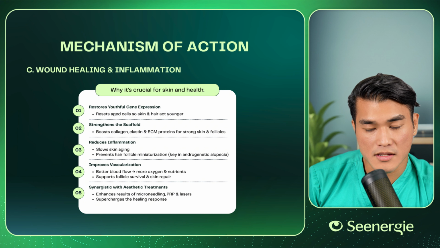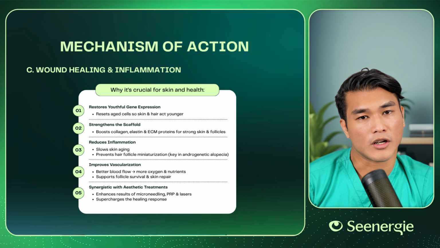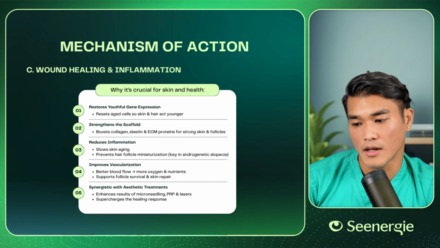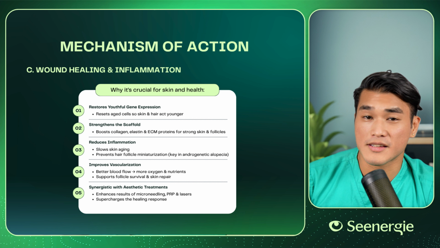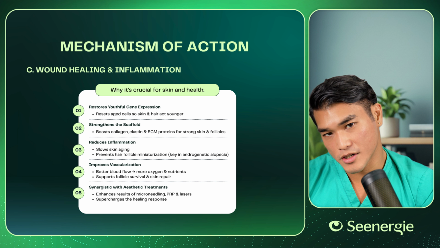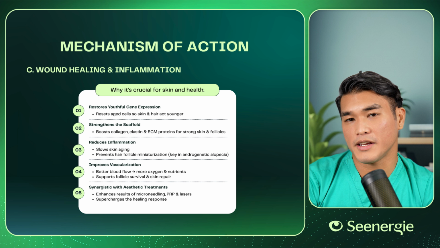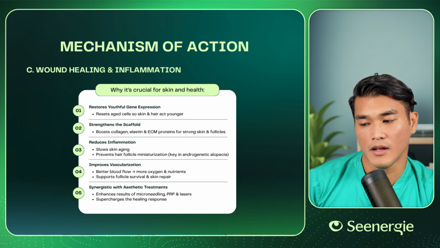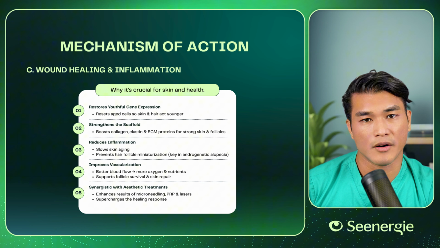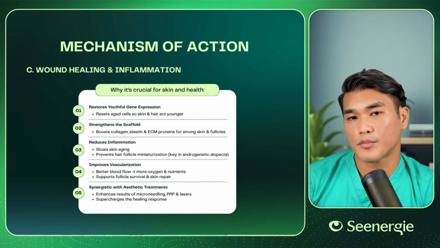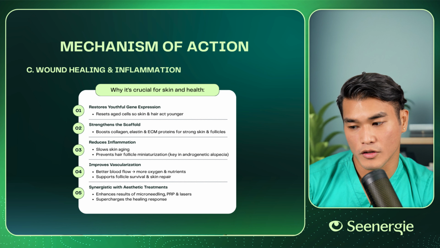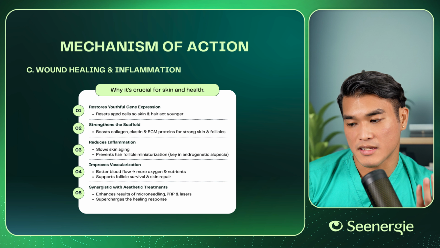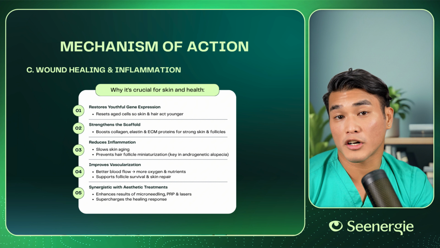It also strengthens the scaffold of your extracellular matrix, and we talked about collagen and elastin and other extracellular matrix proteins that form the structural support both for your skin and your hair. It reduces the inflammation, and chronic inflammation accelerates skin aging and is a key driver in hair follicle miniaturization, or in many ways androgenic alopecia or male pattern baldness. It will also improve your vascularization. Better blood flow means better oxygen and nutrient delivery, which is very essential for follicle survival and dermal or skin repair.